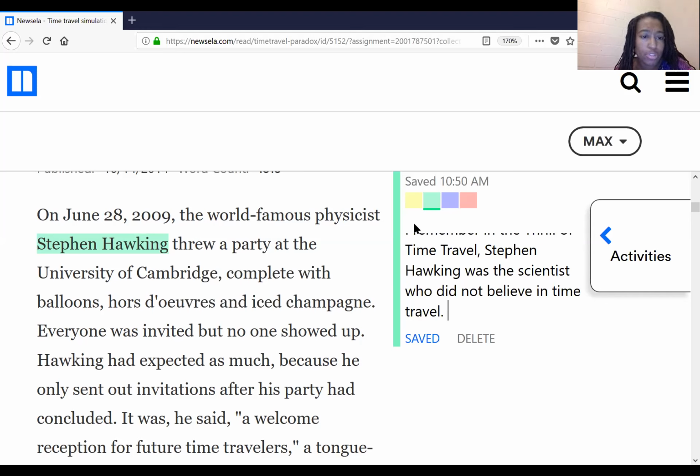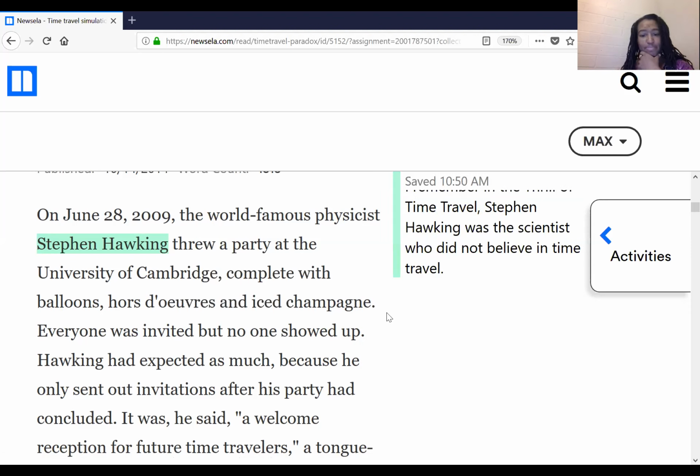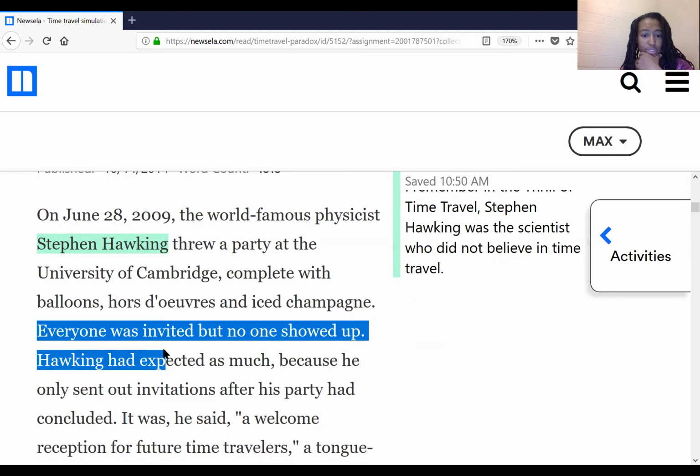So on June 28th, the world famous physicist Stephen Hawking threw a party at the University of Cambridge, complete with balloons, hors d'oeuvres, and iced champagne. What is that all about? Everyone was invited, but no one showed up. I'm going to save that, because now I have a question.